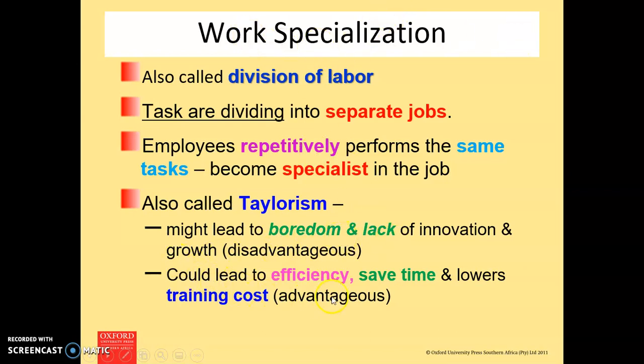However, work specialization could lead to efficiency because if you are doing your task the same way every day, you become a specialist, an expert in your task. So the outcome becomes more efficient, because you already know the problems with your task. When you perform the task repeatedly, you become aware of the problems, so you are able to reduce them, and you become more effective in your job. So this could lead to efficiency, could save time, and could also lower training costs, because you are doing your job repetitively, so you understand your job better. This could lower the training costs that need to be covered by the organizations.